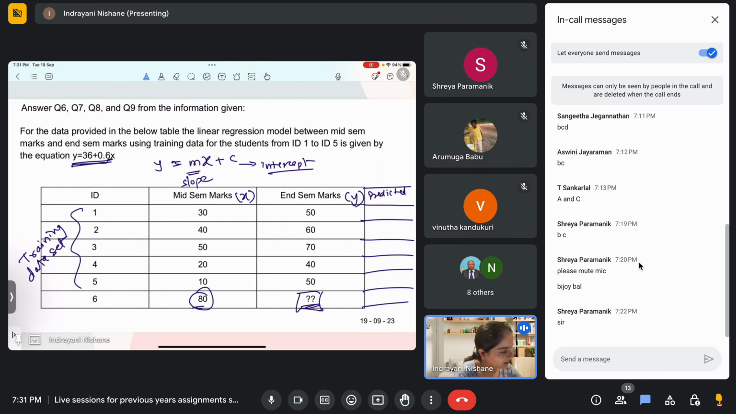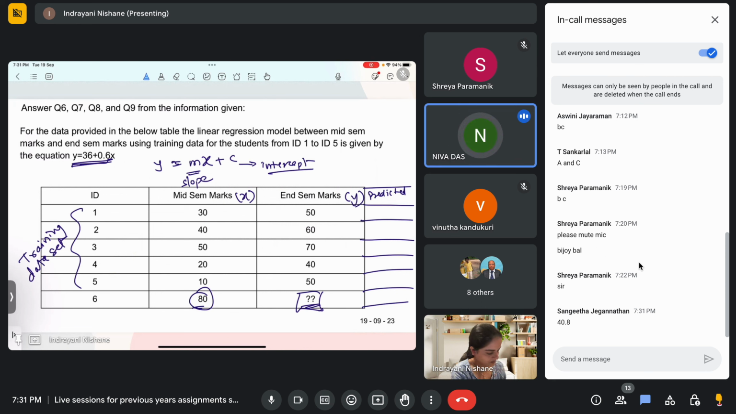Do I need to open my calculator to do this? Okay. 54. Okay. I need 0.6 multiplied by the mid semester marks, 30. So 18 plus what is this thing? 36. So 54. Okay, great.